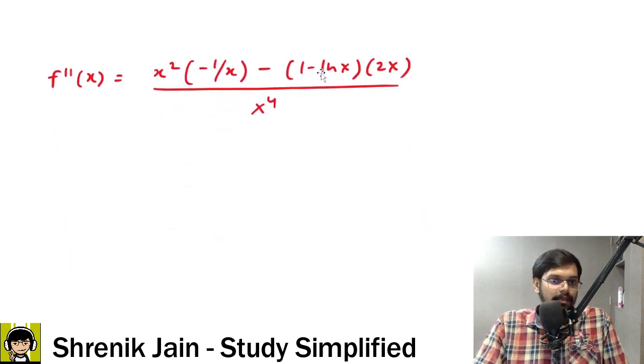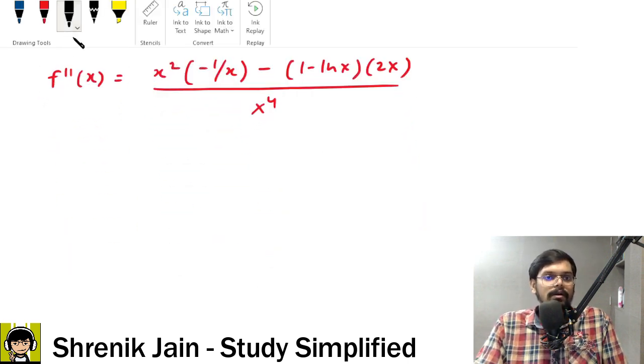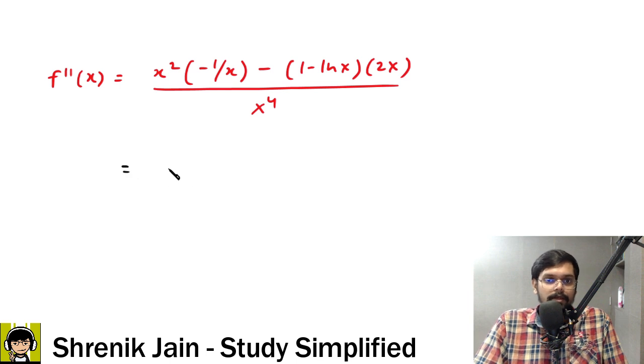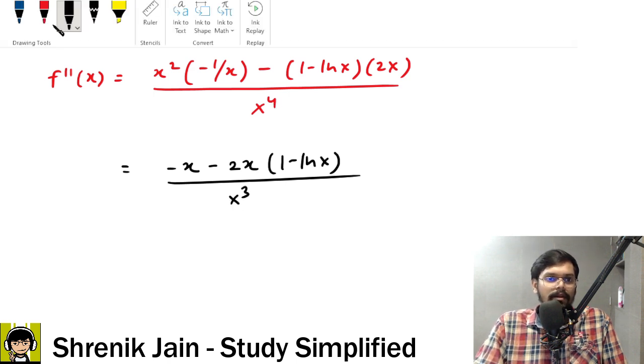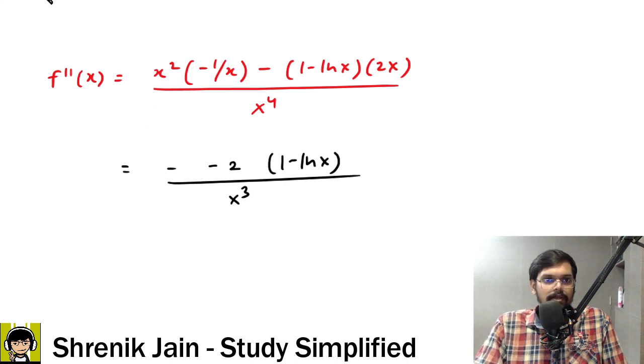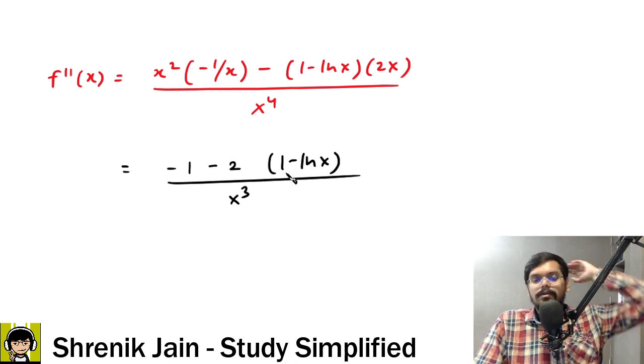Now this is easy compared to the previous calculation, agreed or not? Isn't it easy? So minus x, then minus 2x into 1 minus ln x divided by x to the power 4. So I can say x cube here, and x can be removed from here and here. Check it out. It can be cancelled from everywhere, correct?